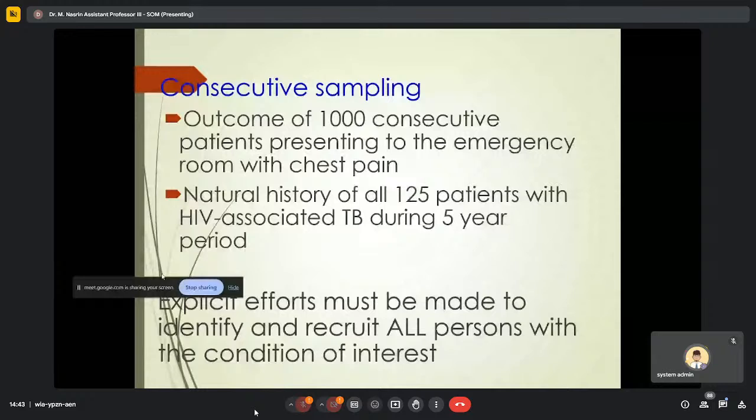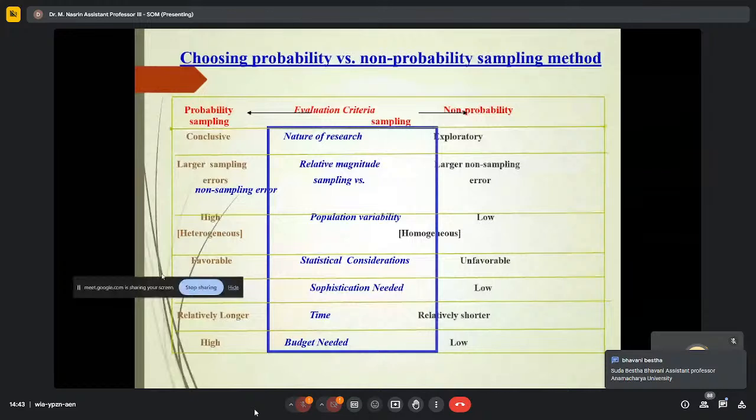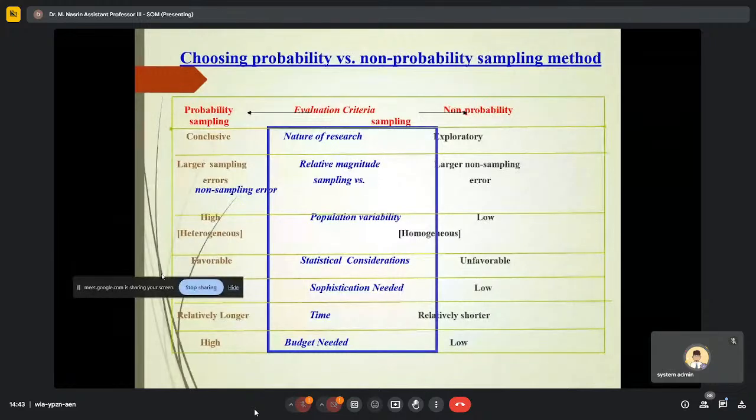Which method do I need to adopt? Whether I should go for probability sampling or non-probability sampling. This should be purely based on the box which I have given here. First thing, the nature of your research. What type of research are you going to do? Whether you are going to do analytic research or empirical research, or descriptive research or scientific research. So choose based on your nature.